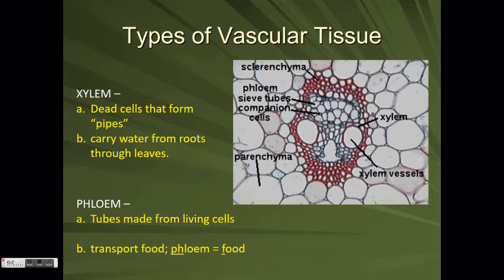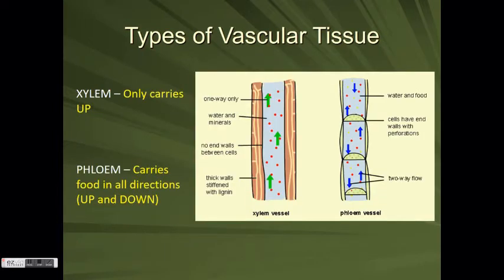Something else to know before we fill out that chart. Something else to know about xylem is that it only transports material in one direction, and that direction is up. Phloem, on the other hand, that food can be carried in multiple directions, both up and down.